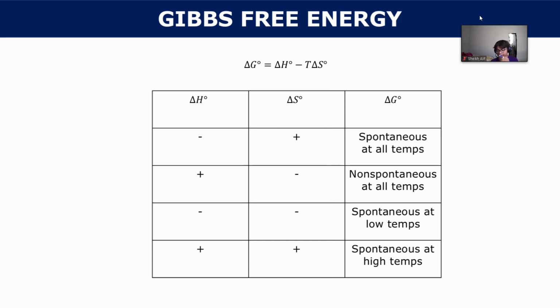If you have a negative enthalpy and a positive entropy, your reaction is going to be spontaneous at all temperatures. If you have a positive enthalpy and a negative entropy, that's going to be non-spontaneous at all temperatures. Negative enthalpy, negative entropy, spontaneous at low temperatures. Positive enthalpy, positive entropy, spontaneous at high temperatures.